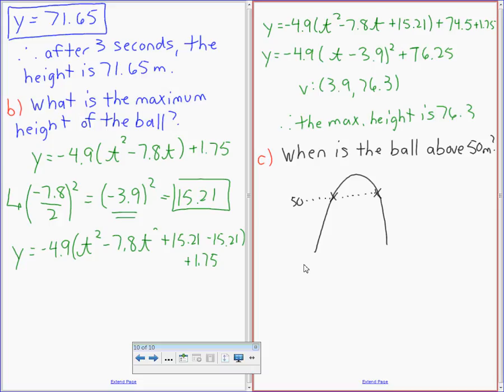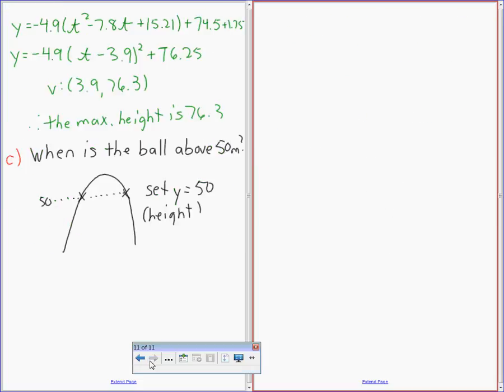So to start for this one, we're going to set y equals 50, because that's your height. And notice the key word here is when, okay? So we're looking to solve for time here. I will give you the first line, and you guys are going to solve it from there. So it says 50 equals negative 4.9 t squared plus 38t plus 1.75. Now, I'm going to put pressure on one person, and that's Liam. Liam, I'm sorry that I'm picking on you right now. How are we going to solve this equation?